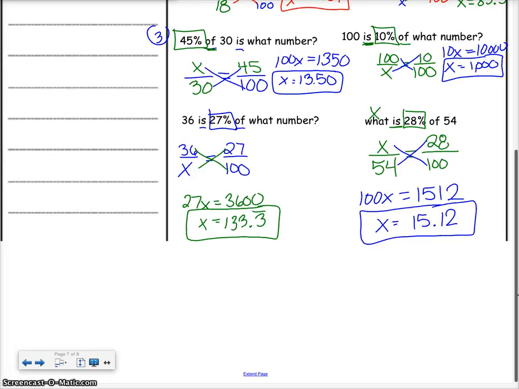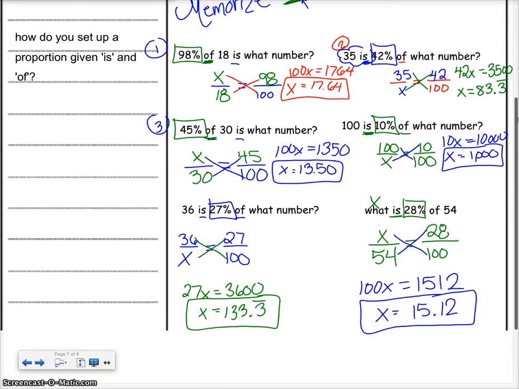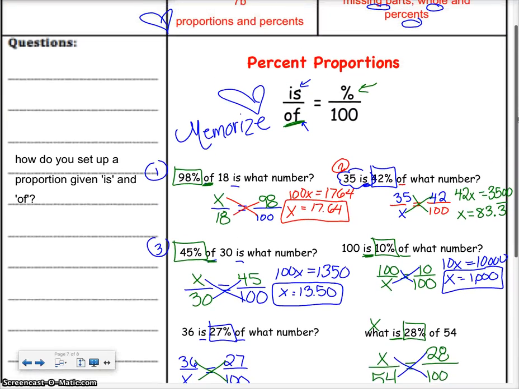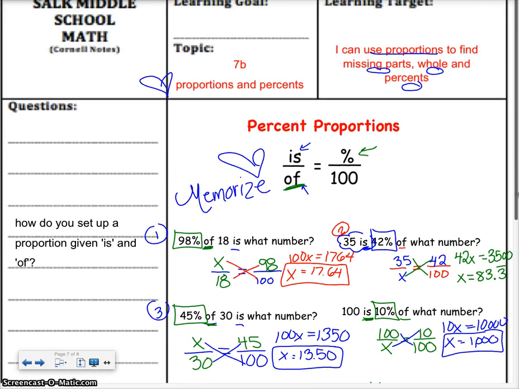So again, your learning target today: you need to memorize the is over of equals percent over 100 to help you solve percent proportions. So percent proportions are going to have an is, an of, and a percent. And you're always going to have two of them. You're going to need to find the third. And how you find the third missing one is by filling in what you're given and then using the cross product.